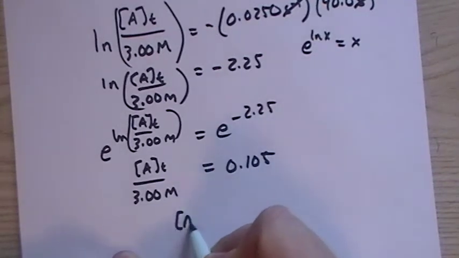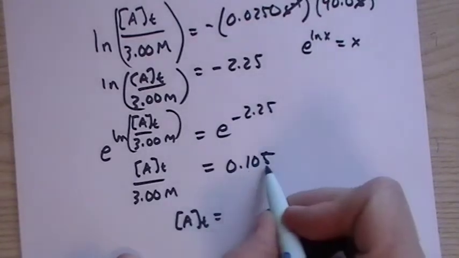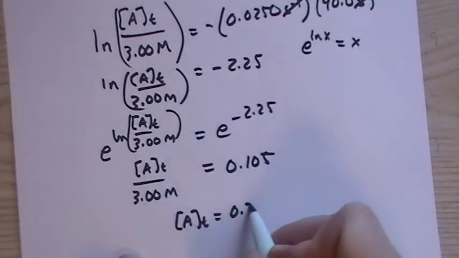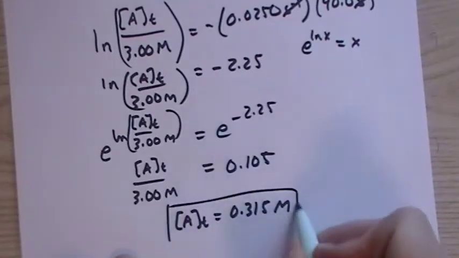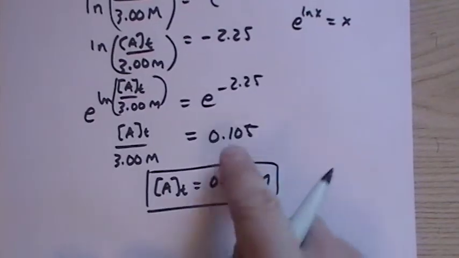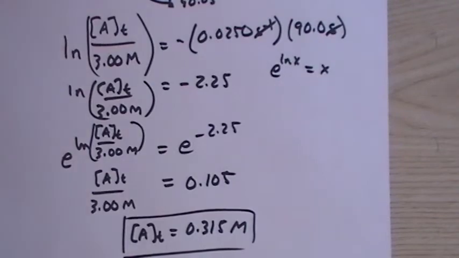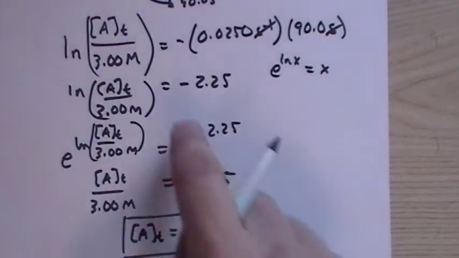So we rearrange. This is 0.105 times 3 molar, so this gives us 0.315 molar as our answer. Now, a couple of things. We need that negative in here, way up here, because this term is always going to be less than the starting concentration, because it's a reactant. It should drop away with time. Since this ratio is going to be less than 1, the natural log of it is going to be negative. So the negatives will cancel.